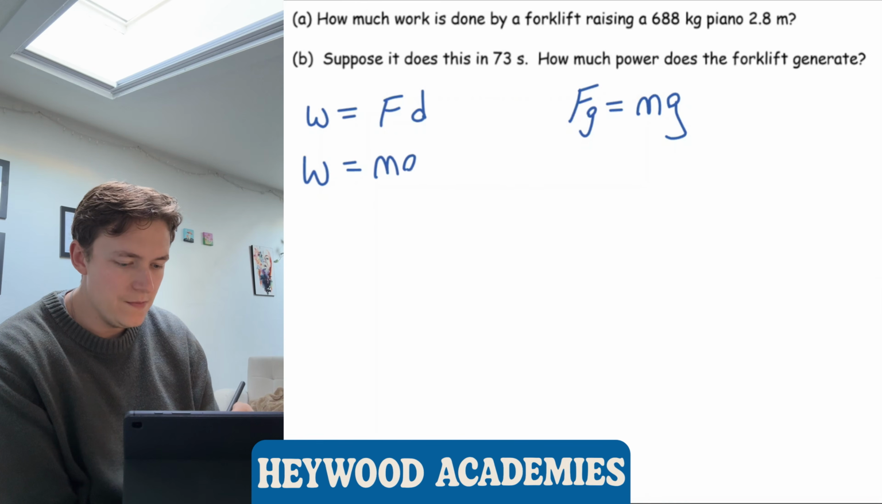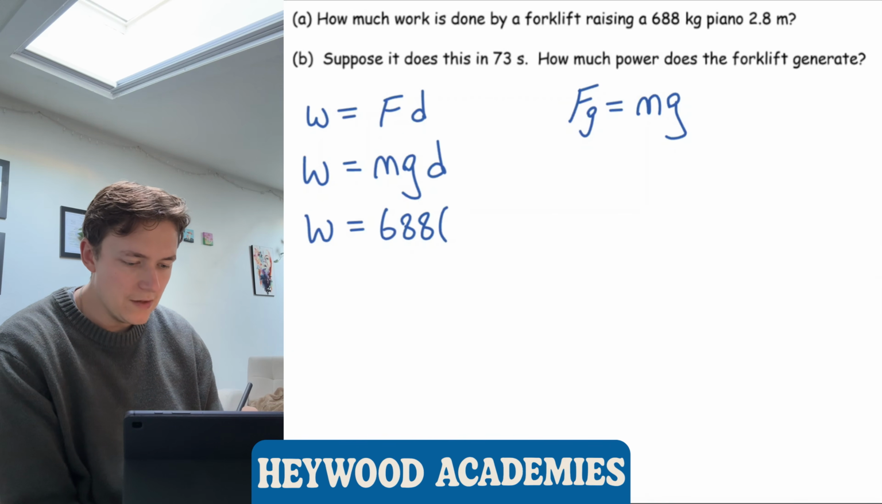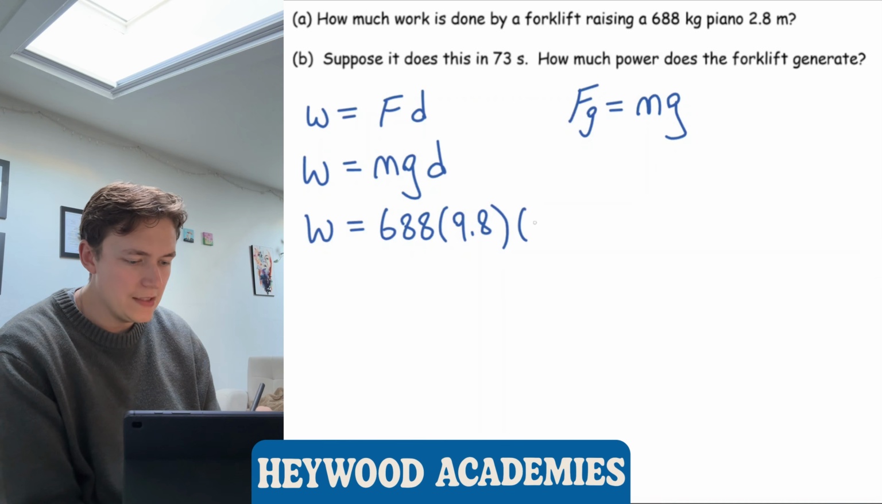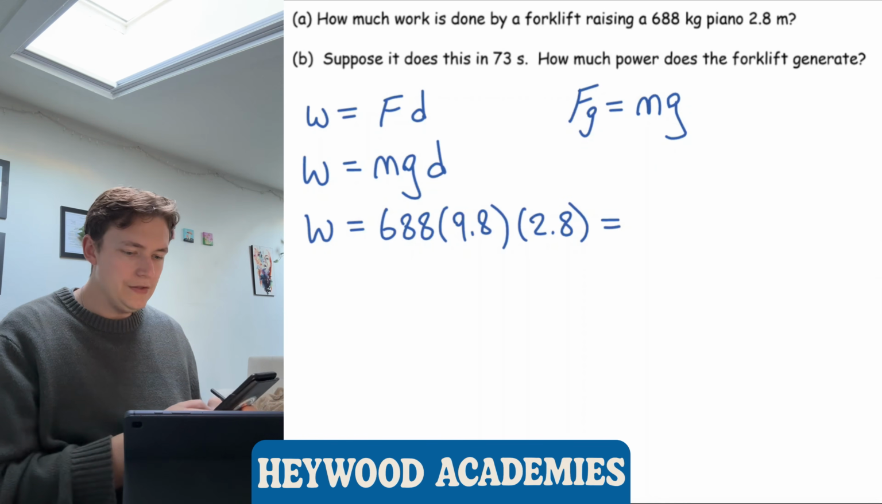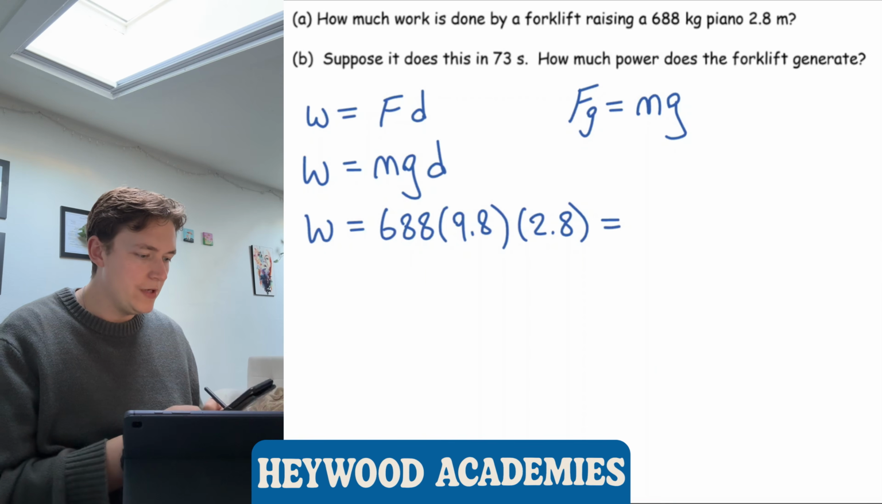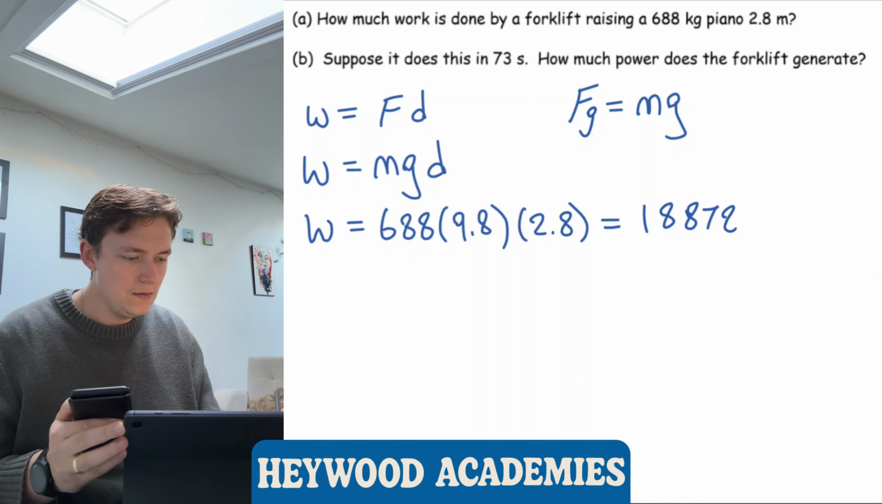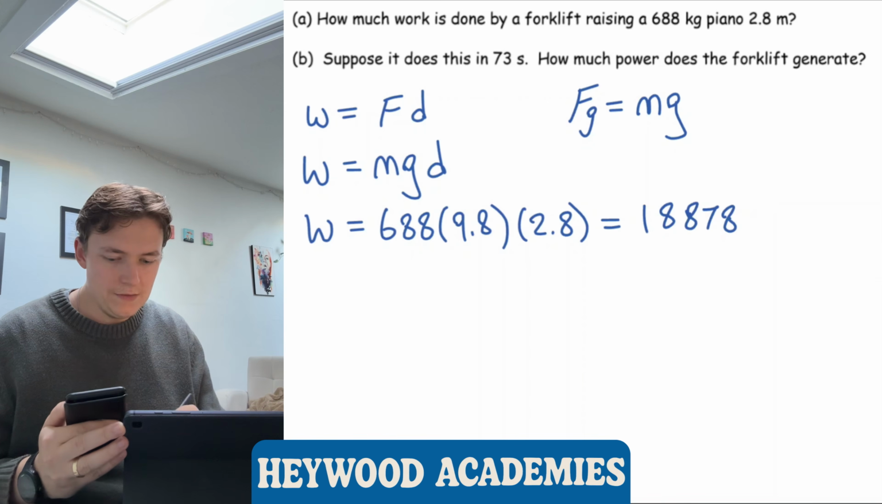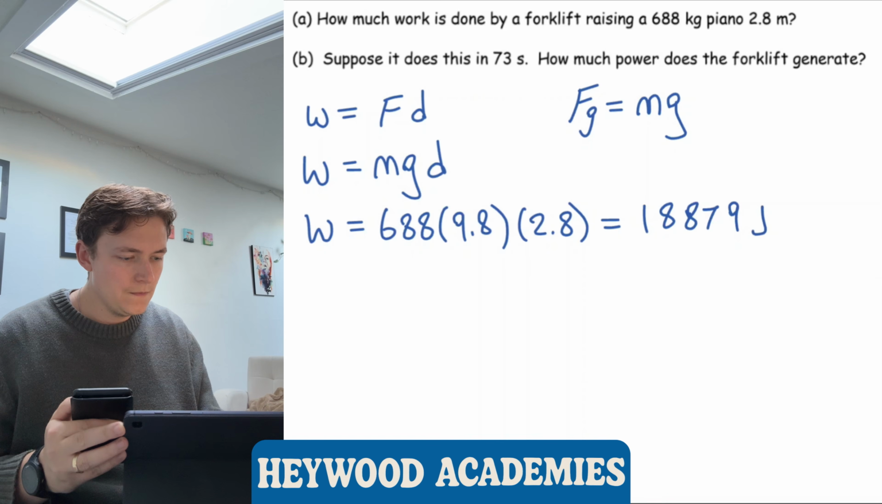So that's going to be mg times distance. And now we can fire all the numbers into that. So we had 688 kilograms, 9.8 for the value for g, and then we're raising this by 2.8 meters. 688 times 9.8 times 2.8 gives us 18878. And let's round that to 79 joules.